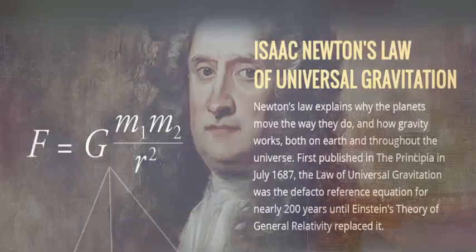Isaac Newton's law of universal gravitation. Newton's law explains why the planets move the way they do, and how gravity works, both on Earth and throughout the universe. First published in the Principia in July 1687, the law of universal gravitation was the de facto reference equation for nearly 200 years until Einstein's theory of general relativity replaced it.